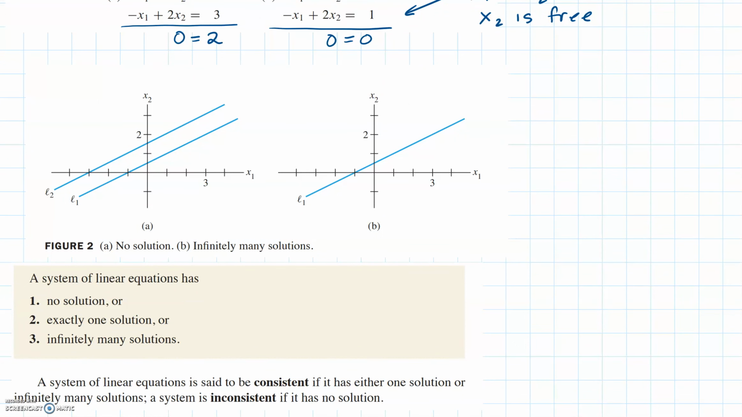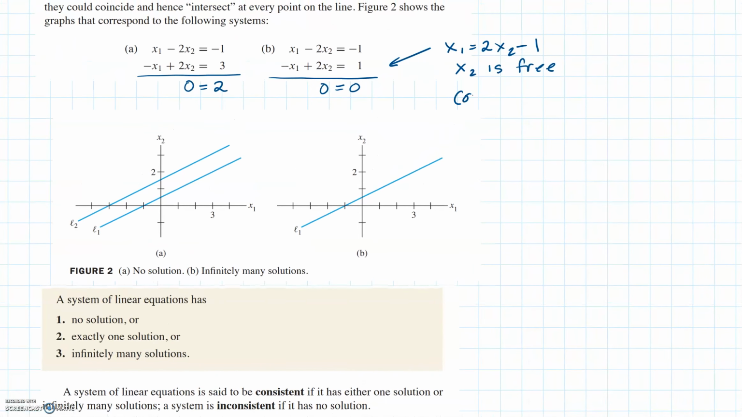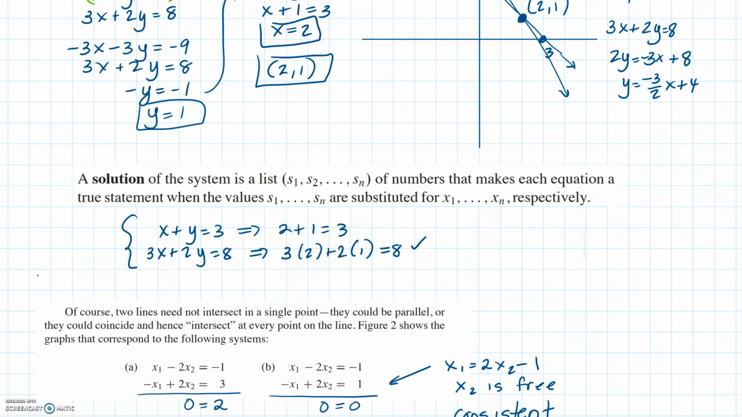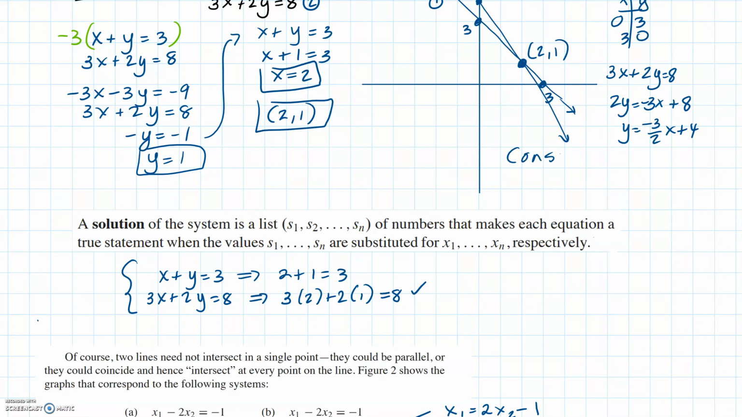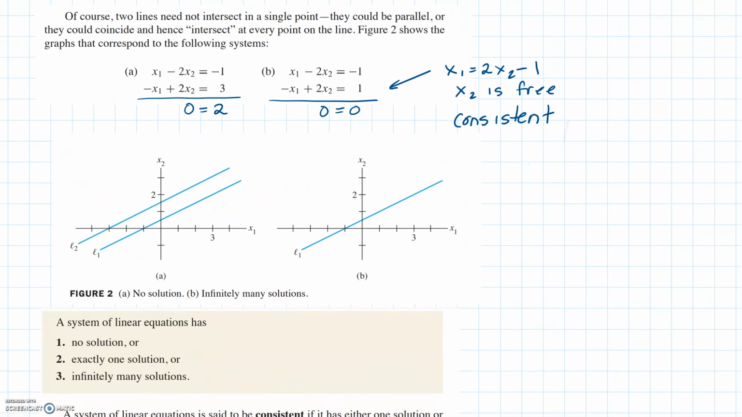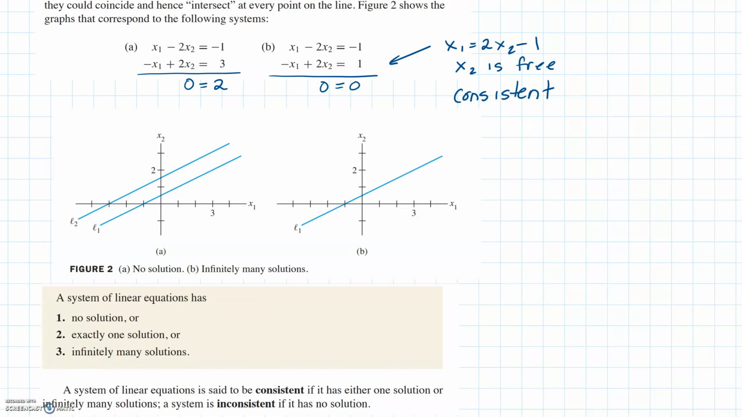Last concept here on this problem is a system of linear equations is called consistent if it either has one solution or infinitely many solutions. So this is called consistent because it does have many solutions. And the one above here was also considered consistent because it had one solution. So if it's consistent, again, it either has one solution or infinitely many solutions. A system is inconsistent if it has no solution. So this one right here was inconsistent.